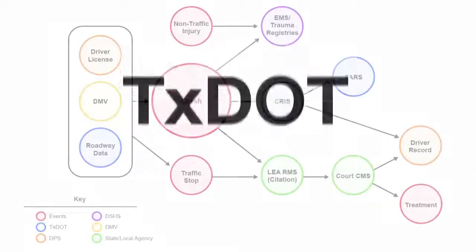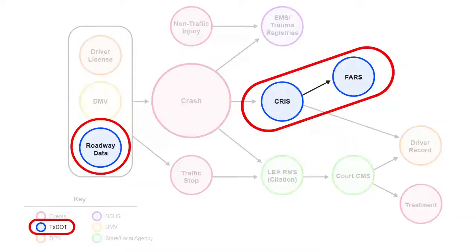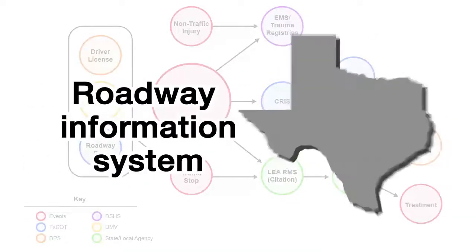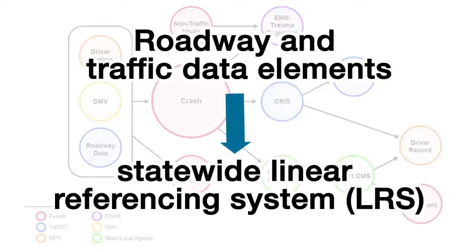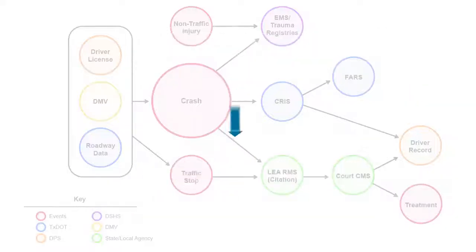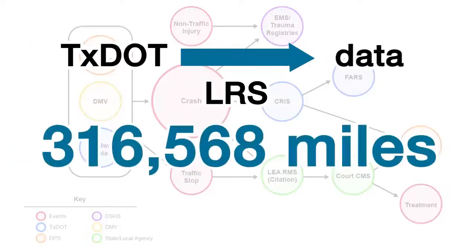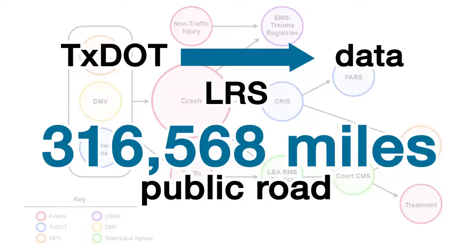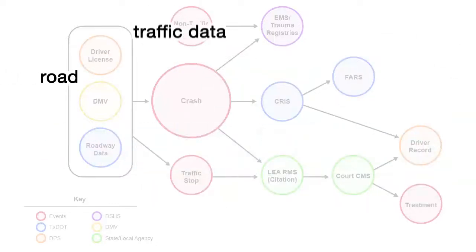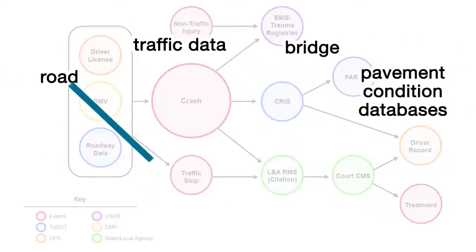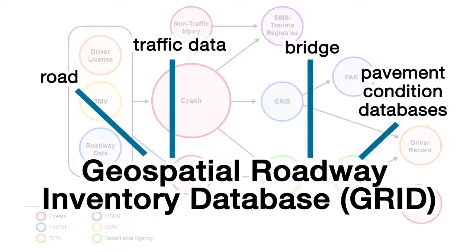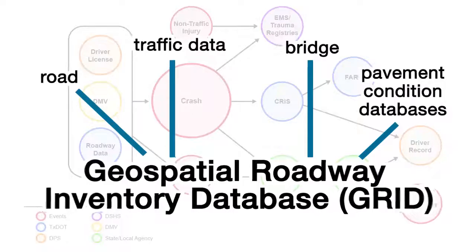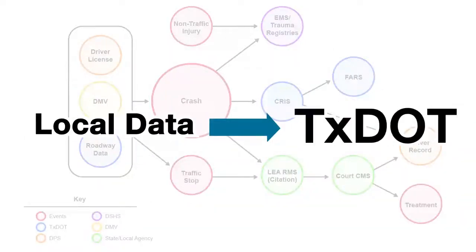The Texas Department of Transportation is the agency responsible for collecting and maintaining the roadway information for the state. Roadway and traffic data elements are maintained within a statewide linear referencing system. Through the system, TxDOT maintains data on over 300,000 miles of public road. When you provide geographic reference points, it enables linkages between road, traffic data, bridge, and pavement condition databases in the Geospatial Roadway Inventory Database. Local data is submitted to TxDOT, then validated to be included in the system.